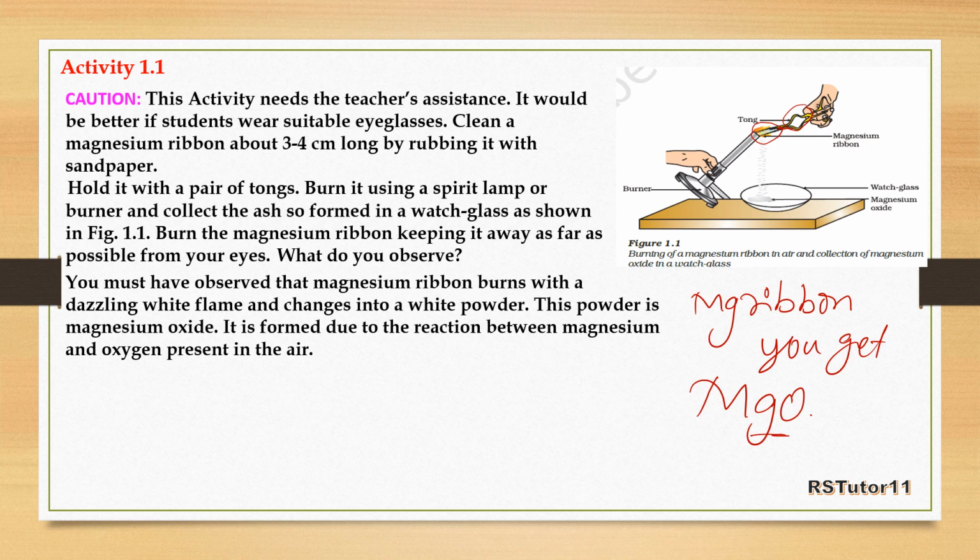Burn the magnesium ribbon, keeping it as far as possible from your eyes. So here what do you observe in the chemical reaction? The magnesium ribbon burns with a dazzling white flame. Okay, when you burn the magnesium ribbon, it burns with a dazzling white flame and changes into a white powder. This powder is magnesium oxide. It is formed due to the reaction between the magnesium and oxygen present in air. So when you burn magnesium ribbon with the help of a burner, you get magnesium oxide, a white powder, and it burns with a white dazzling flame.